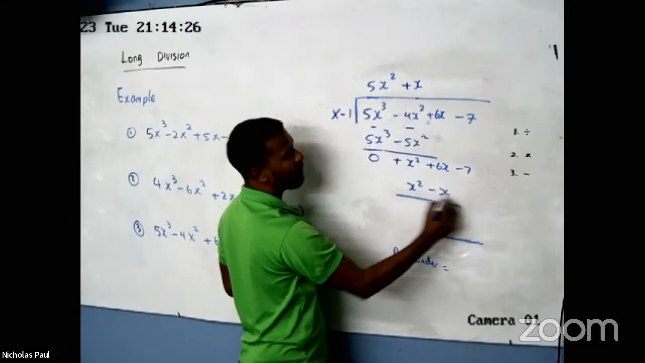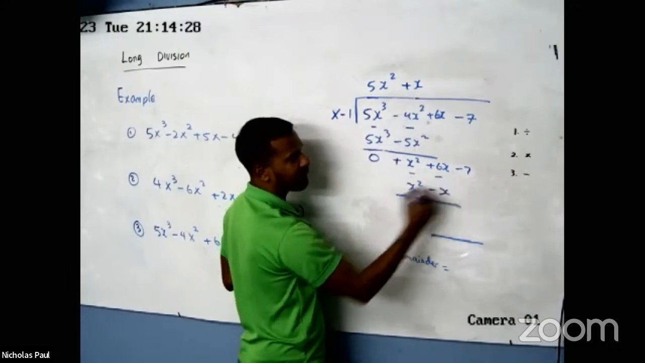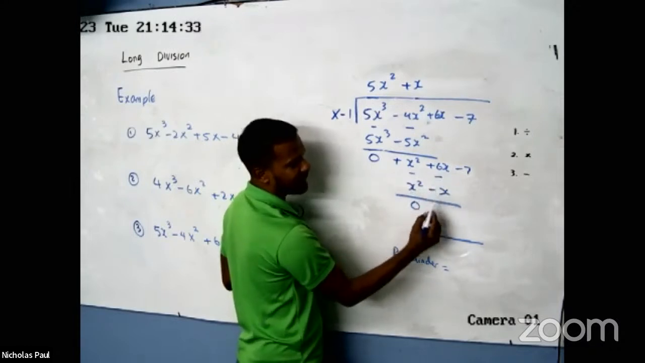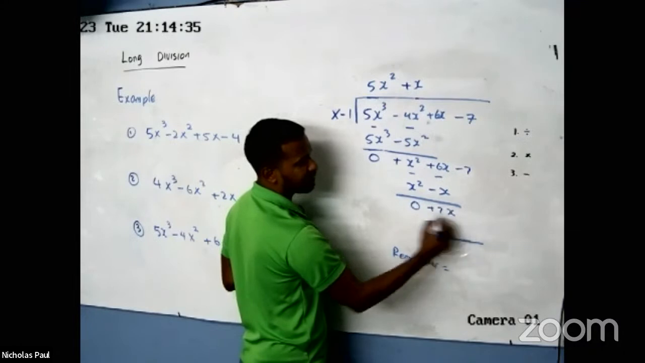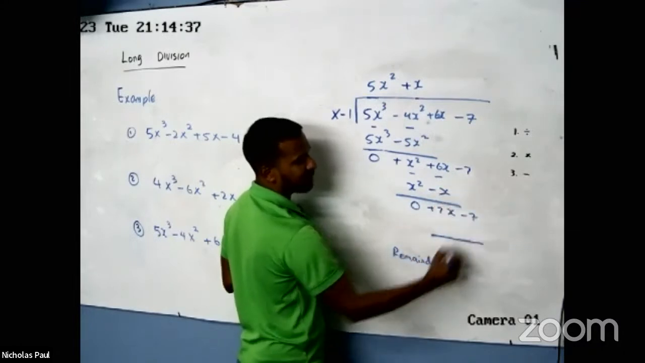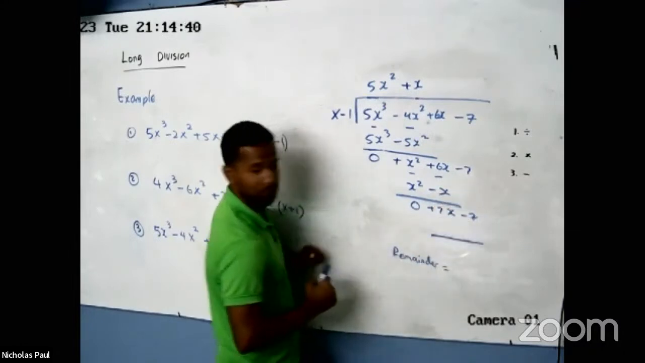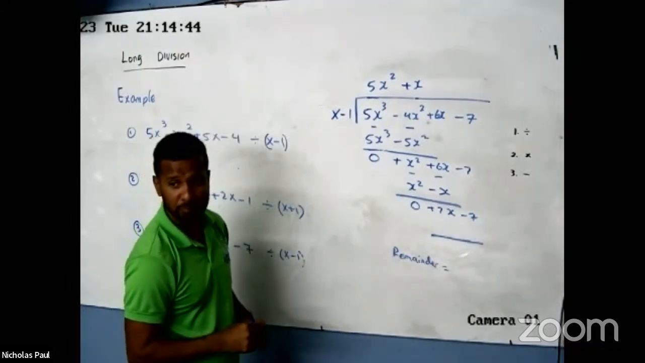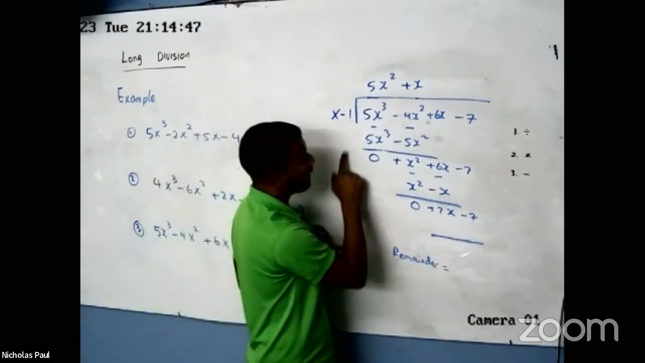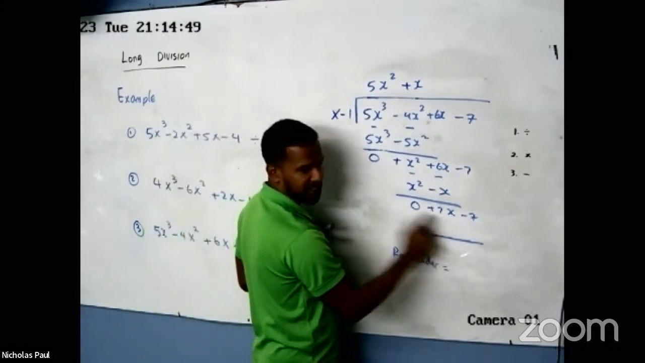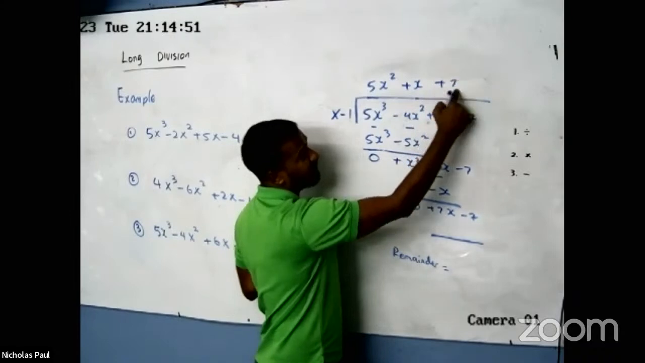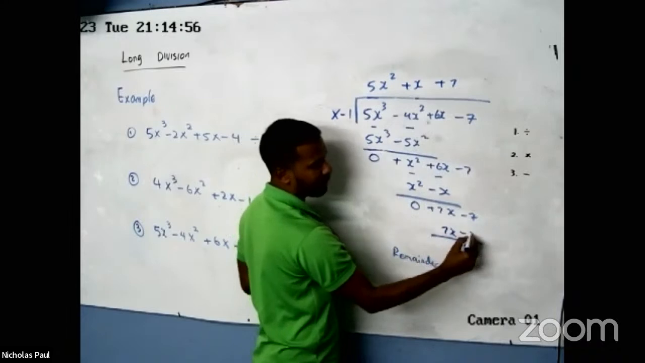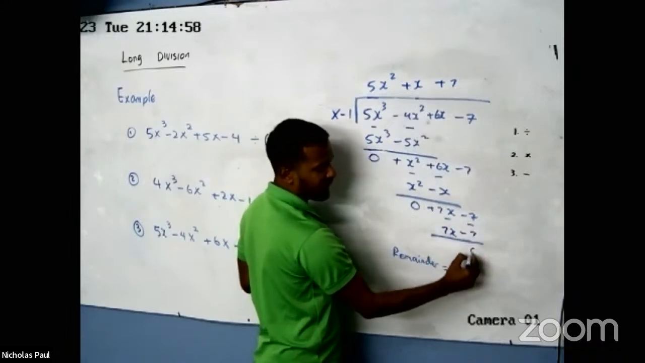Then go again, x into x squared is x, x by x, x squared, x by minus 1, minus x. Subtract, subtract. This is 0. 6x minus a minus is a plus, 7x. Bring down the minus 7. And now last step, x into positive 7x is positive 7, 7 by x, positive 7, 7 by minus 1. Minus, minus, and you get 0.